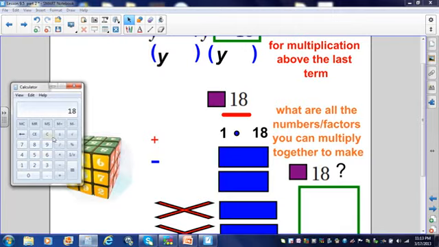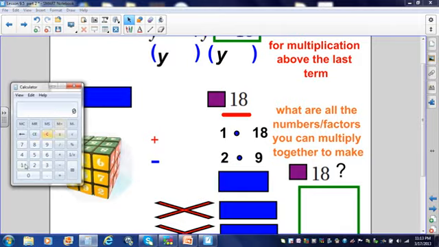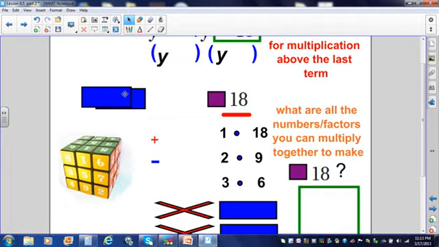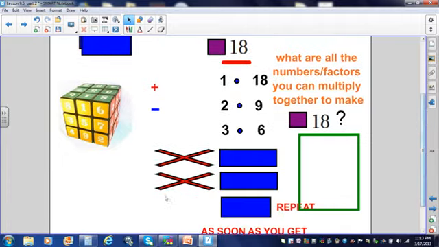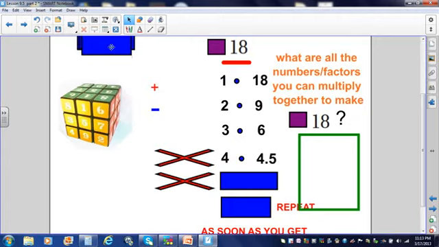Then I'm going to take my handy-dandy calculator on the EOC, and I'm going to do 18 divided by 2. That's going to give me 9. So I can do 2 times 9. Now I'll do 18 divided by 3. That gives me 6. Now I have 3 times 6. I'm going to do 18 divided by 4. That gives me 4.5. We don't want decimals. I'm going to try 5.